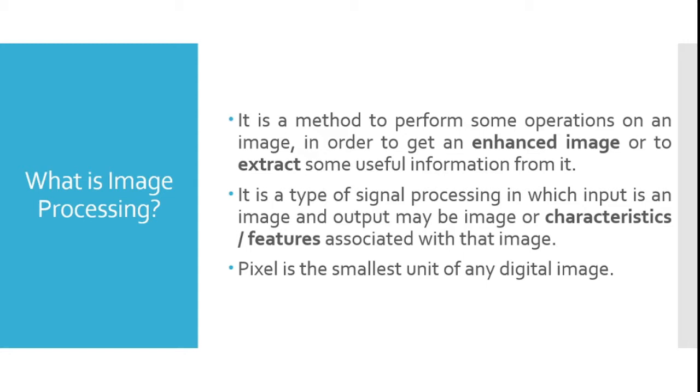Next point, it is a type of signal processing in which the input is an image and the output may be an image or characteristic features associated with that. We can get some output from a single input image, which will provide different kinds of characteristics or features as output. Pixel is the smallest unit of any digital image.